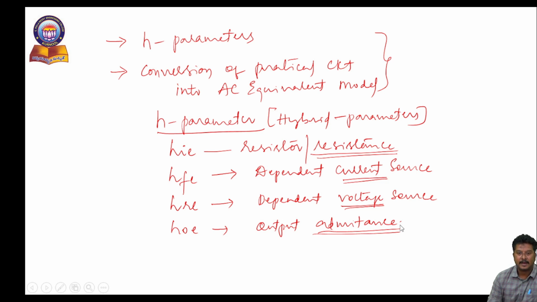That's why it does not stick to a single parameter. It consists of a combination of 4 different parameters. That's why it is called the hybrid parameter. Hybrid does not belong to a single type.